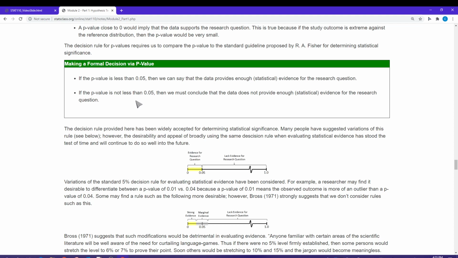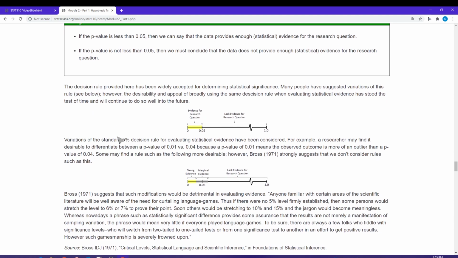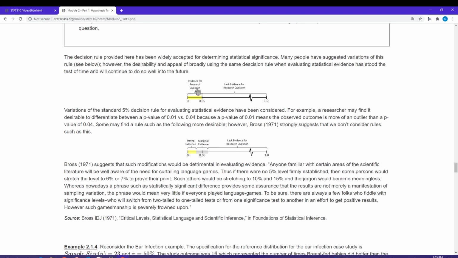And we use that 5% threshold as a very strict rule. If we're below that 5% threshold, we do have enough evidence for the research question. If we're not below that 5% threshold, then we lack evidence for the research question.